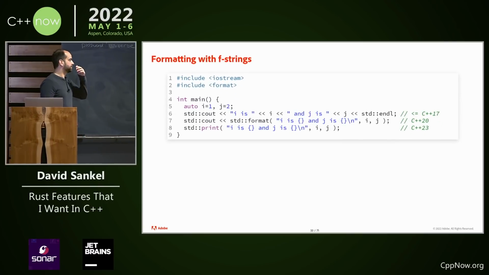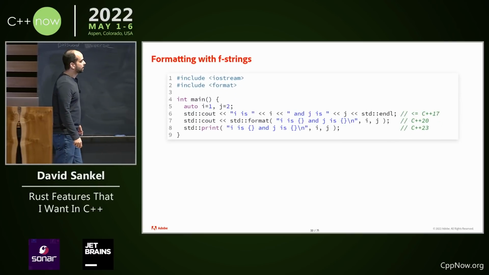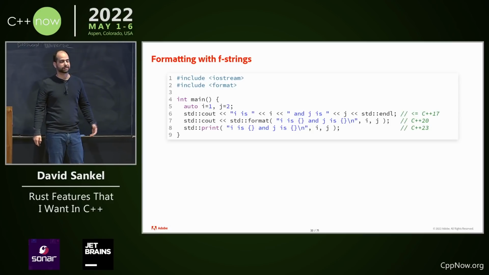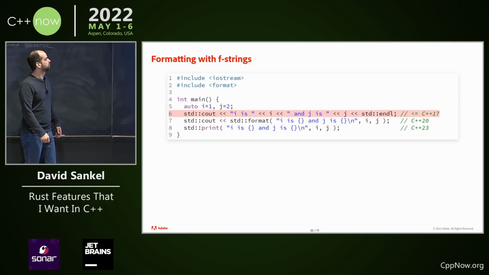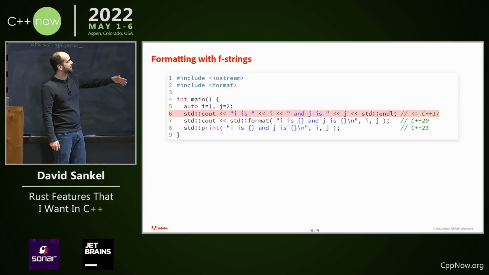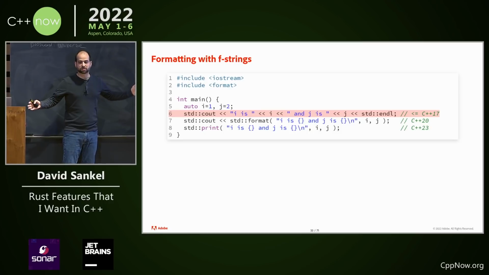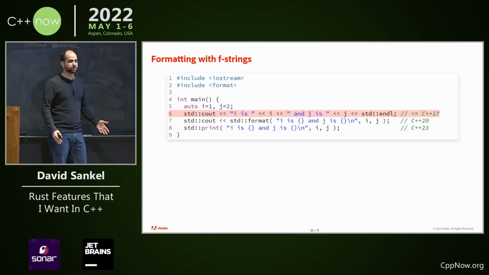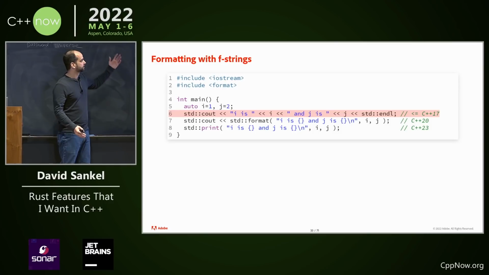All right, let's talk about F-strings. C++ had an evolution of how we output things. We started out with cout, I is i, and J is j. It's long, there's a lot of syntax. This is the kind of thing that gives C++ a bad reputation. It was probably cool at the time, but not anymore, right?